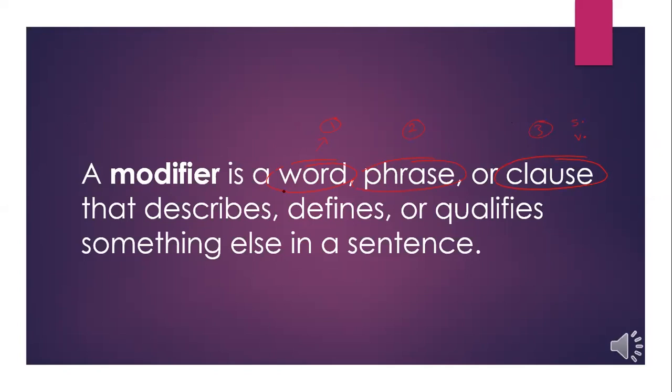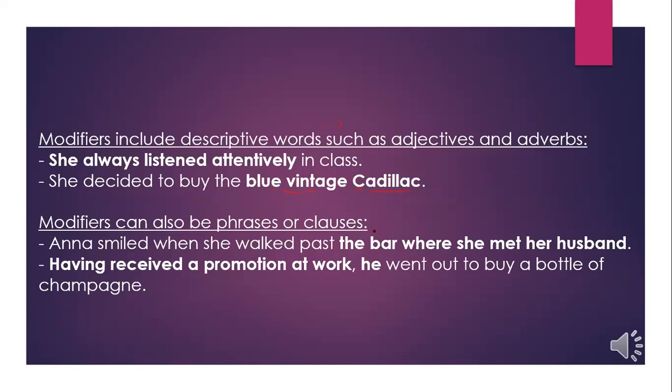Okay, that describes, defines, or qualifies something else in the sentence. The function, the essential part of the modifier, is what it does. It describes, or it defines a quality in a thing in the sentence. It's either a noun or a verb, and therefore, it's whether an adjective or an adverb. تعالوا كده نشوف examples للmodifiers قبل ما نبتدي نتكلم في الـ problem بتاعت الـ dangling and misplaced modifiers.